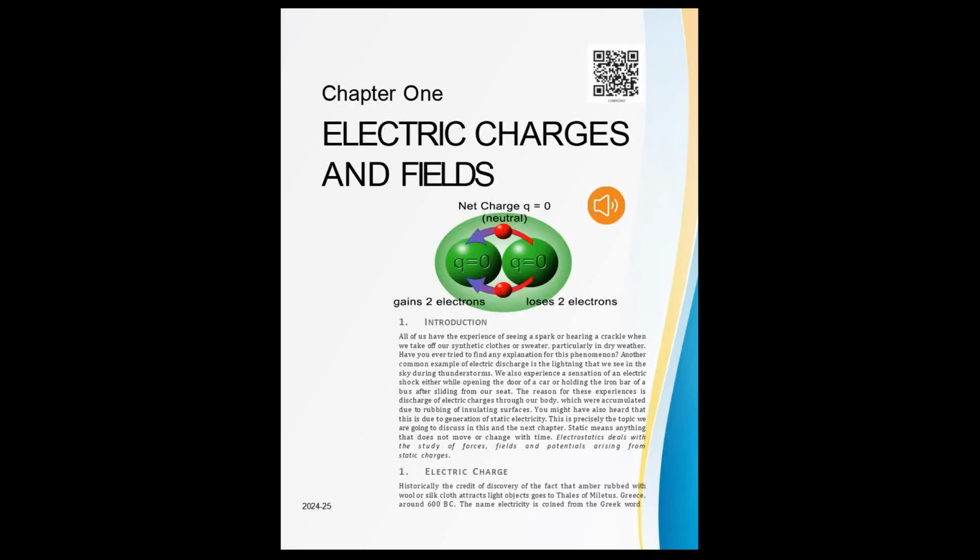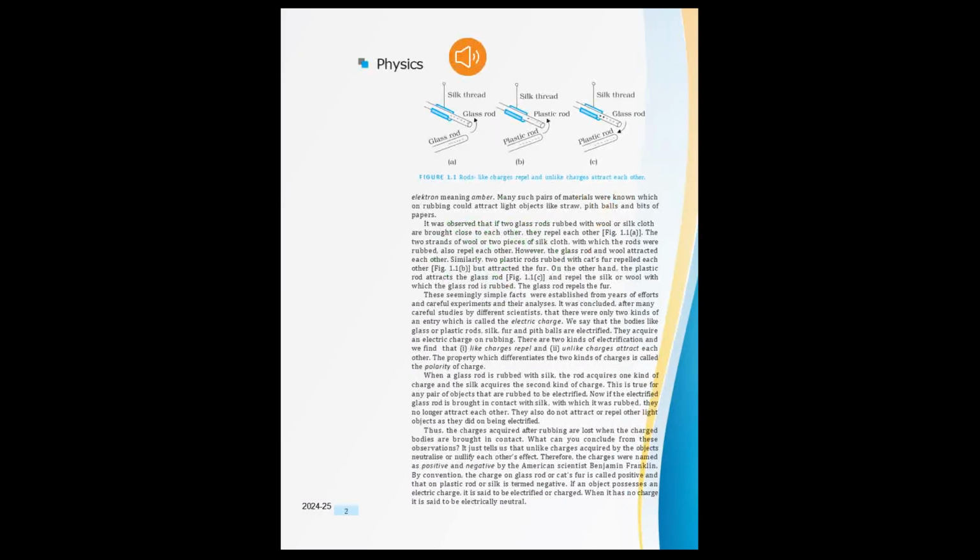Many such pairs of materials were known which on rubbing could attract light objects like straw, pith balls, and bits of paper. It was observed that if two glass rods rubbed with wool or silk cloth are brought close to each other, they repel each other.